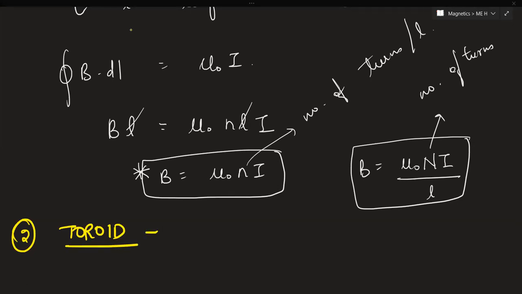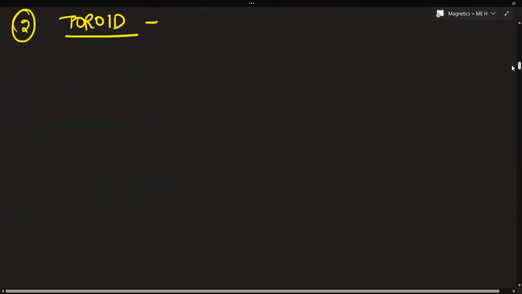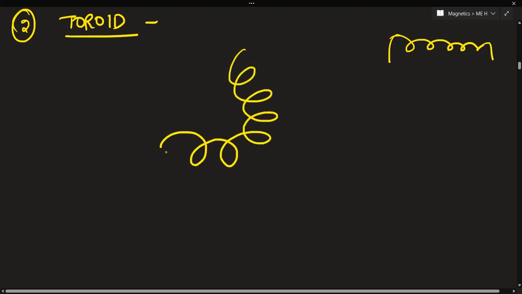See, understanding of the toroid is easy, and the derivation is also interesting and easy. If you just turn the solenoid into the form of a closed ring, then we call it a toroid. Solenoid was a straight long wire like this. If you curl it, if you turn it into the form of a closed ring, this is what is known as a toroid.